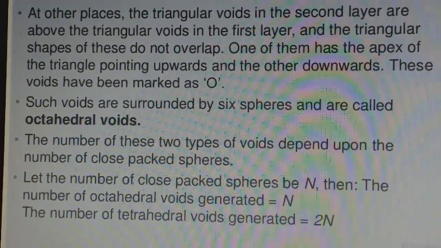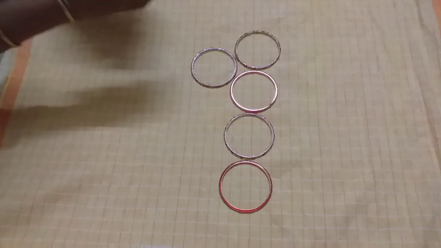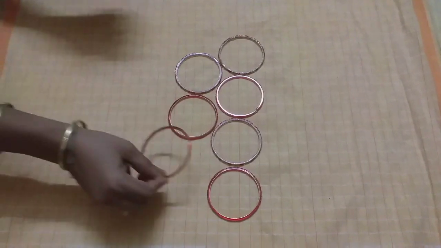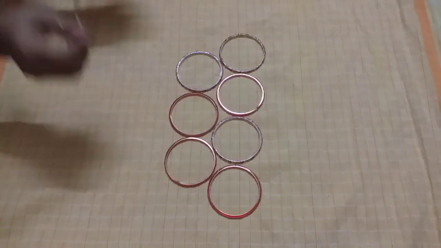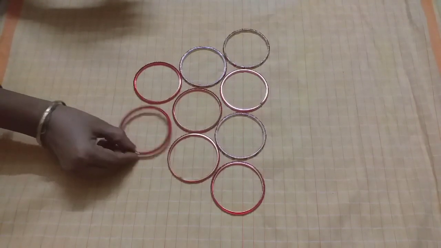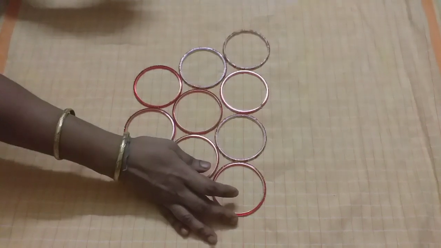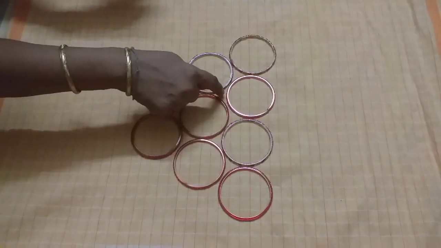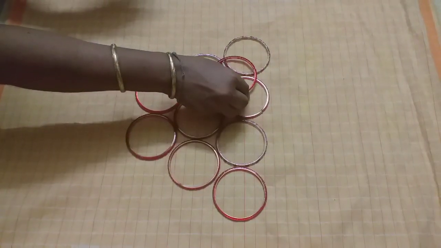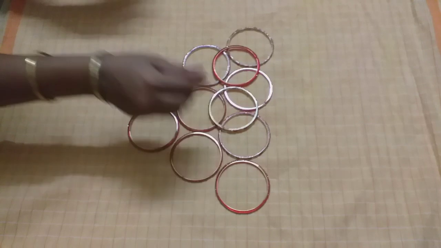Now I am going to show you what is octahedral void. Now I am keeping the first layer. The second row I am keeping with the help of bangles. You can understand each bangle is a sphere. This is the first row. This is the second row. First layer I am keeping. Now triangular shape voids are formed. You could see nicely the voids here. Now the second layer I am keeping, covering that void.